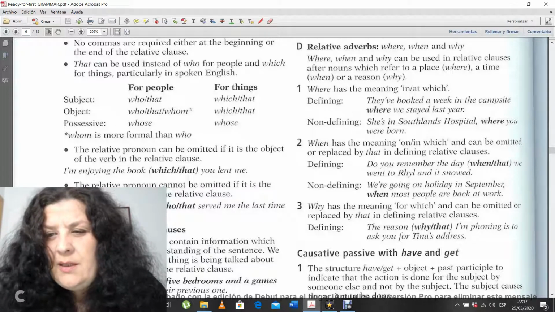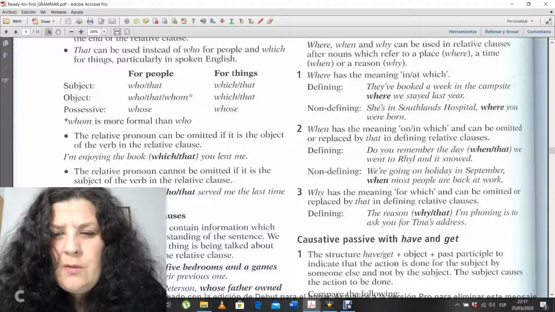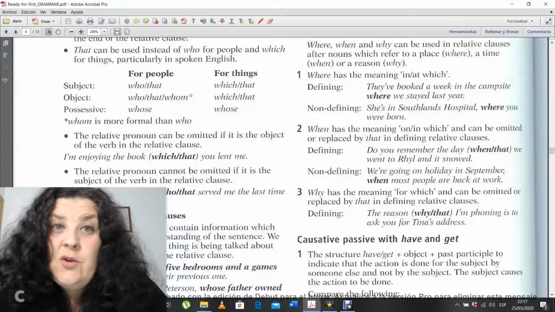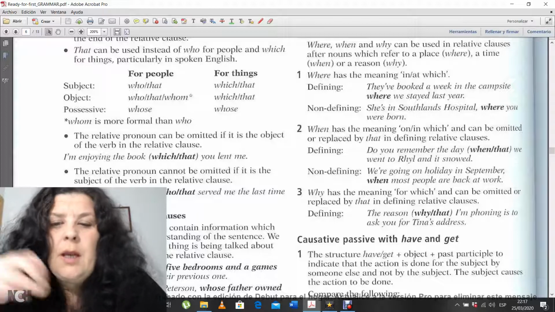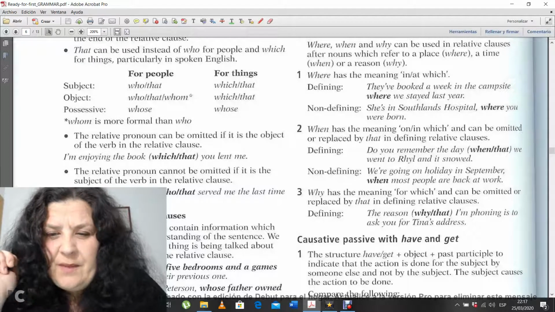or you could omit it. Do you remember the day we went to Rhyl and it snowed? And in non-defining, you just have to place when. You cannot omit it and you cannot use that. So we're going on holiday in September, comma, when most people are back at work, full stop.